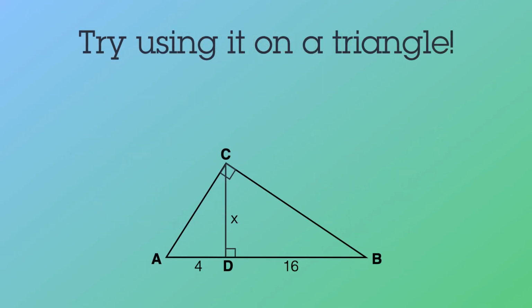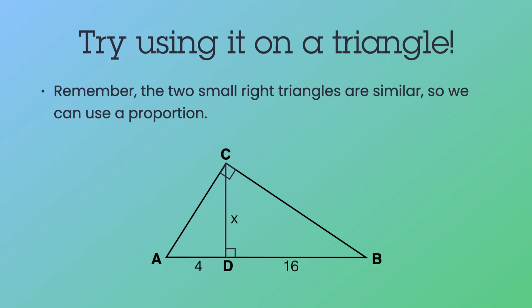We're going to try using this idea on a right triangle. Remember, this was where we started the video with imagining this ratio, this relationship. So keep in mind the two small right triangles are similar, so we can use a proportion. Here's the proportion we had set up before. But let's go ahead and get our actual numbers in. So 4 is our little side. X is that altitude that both triangles share, and then 16 is from the bigger triangle.